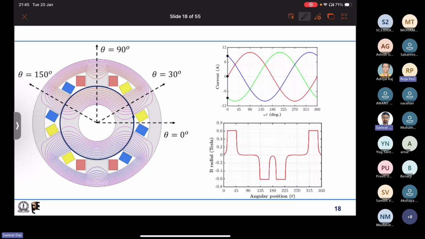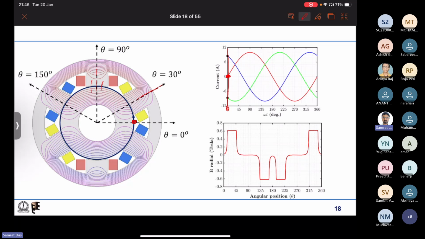In this case we have a black circle at the air gap, and this is the 0 degree position, this is 30 degree, 90 degree, 150 degree. So omega t equal to 0 degree, that is this line. This is how the flux density distribution looks like. Because we basically have zero phase A current, there is no flux that is going here through this A phase.